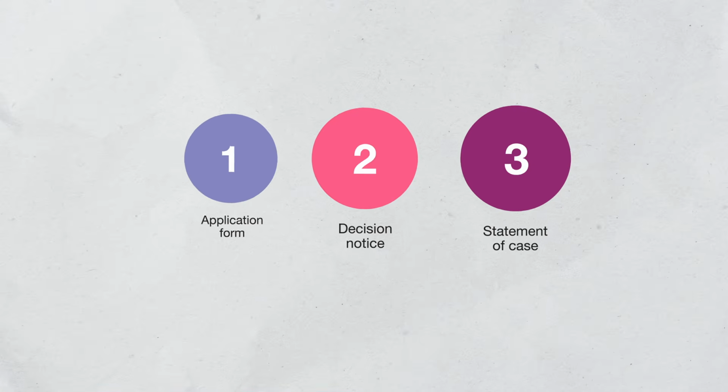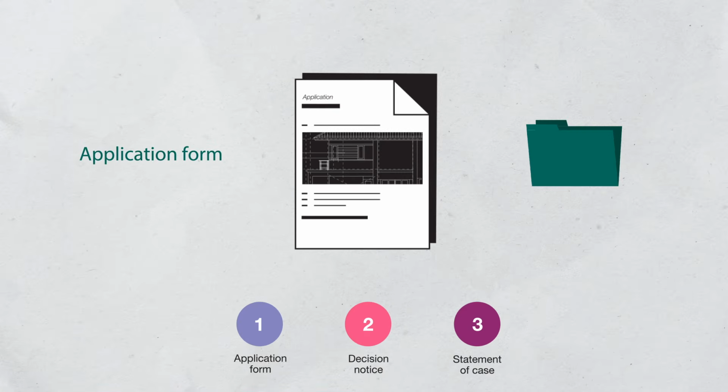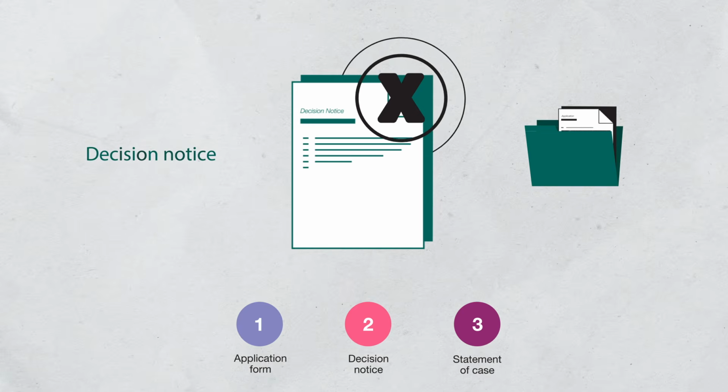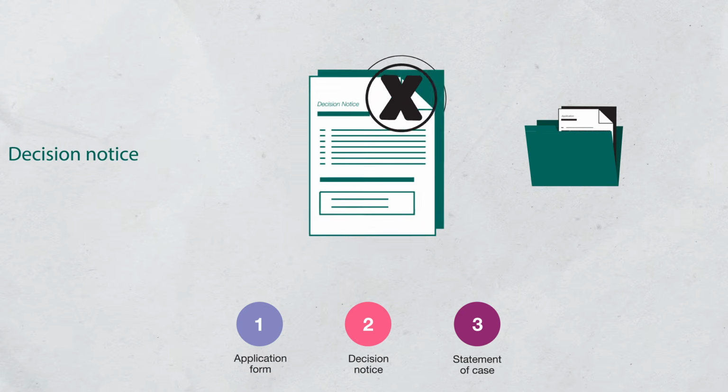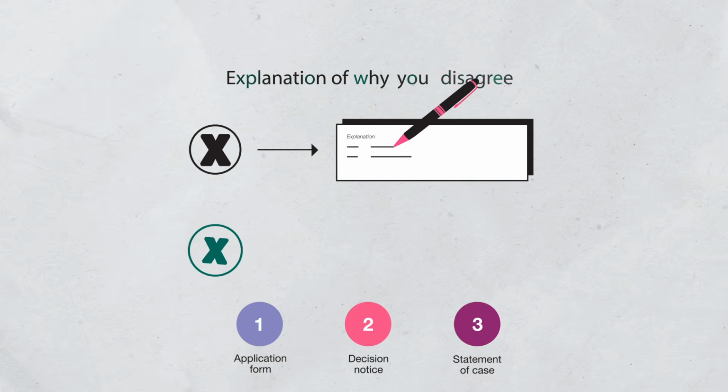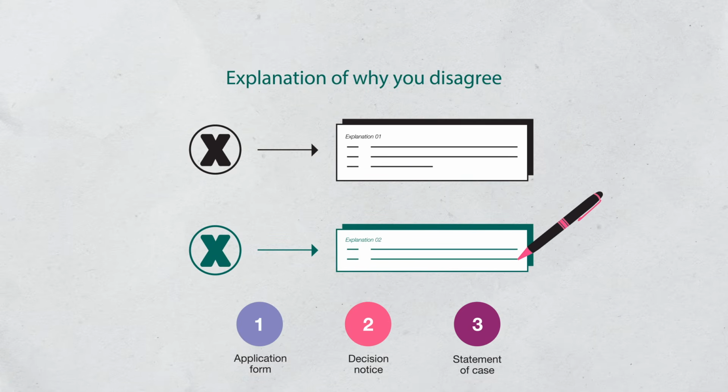Documentation. In most appeals, you'll need your planning application form. Please check all pages are included. The decision notice showing reasons for refusal. And your statement of case, which must include a written explanation of why you disagree with each reason for refusal.